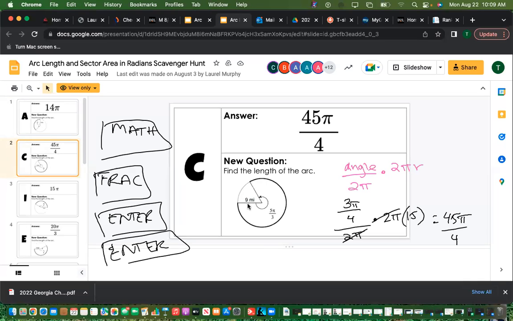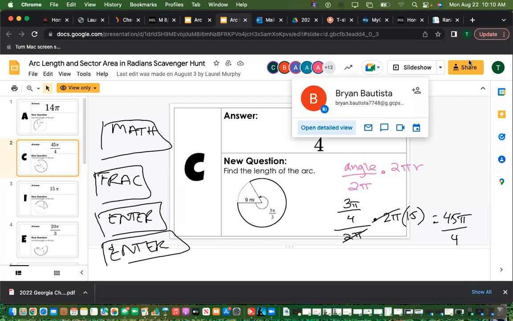Be very careful when they give you some information and they're asking for something else. In this one, they're asking for this arc, but sometimes they'd be asking for the baby arc. Go ahead and take a couple of minutes and work on those problems.